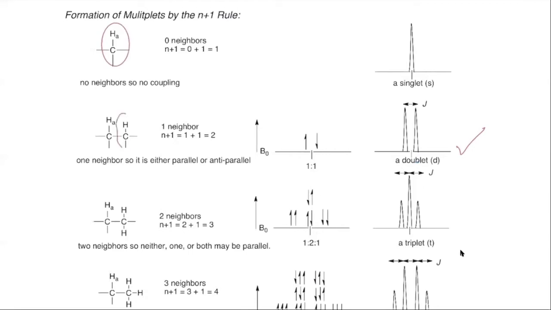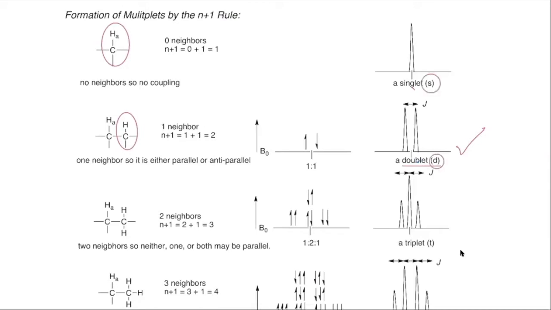So HA is the only peak that we are focused on. If I only have one neighbor, because this neighbor is going to spin up and spin down, that causes my HA to split. So this is a doublet. There is a name for it, D. Okay, doublet. We use the letter D to describe it. Of course, if it's on its own, it's a singlet. So that's where we use S to describe that.